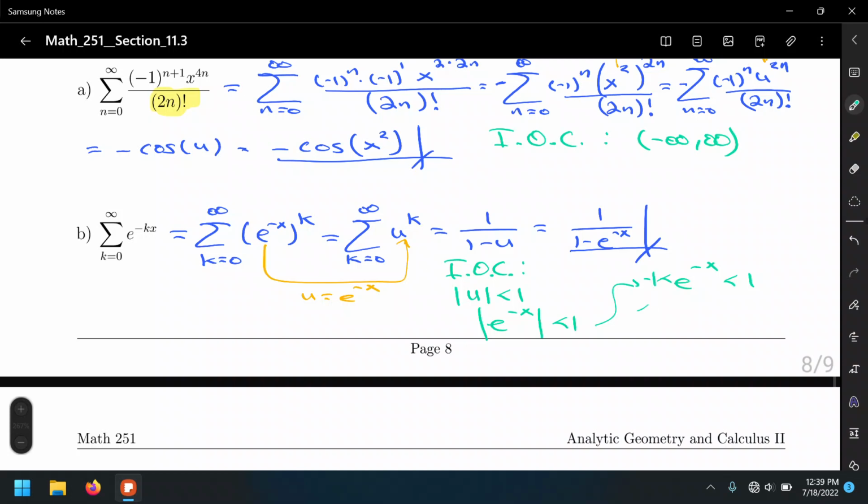And what happens when you take ln of negative 1? Well, the natural log of a negative number is not defined, as opposed to ln of 1, which is 0. So in this case there are no restrictions for this power series, because the domain of the exponential function is all real numbers. Okay, let me rearrange this.